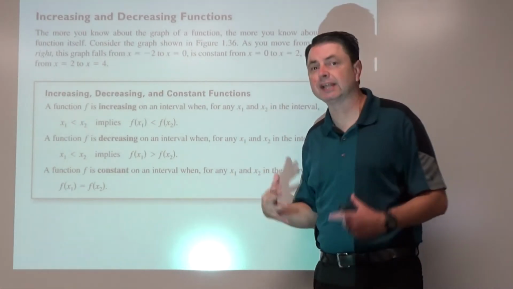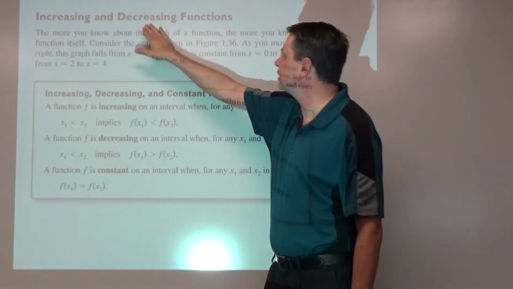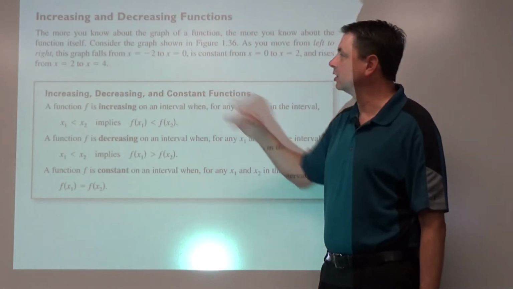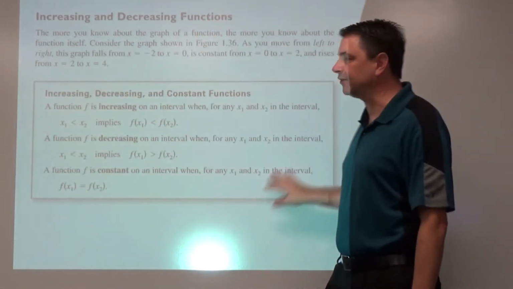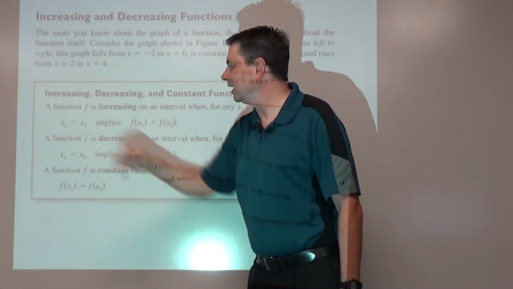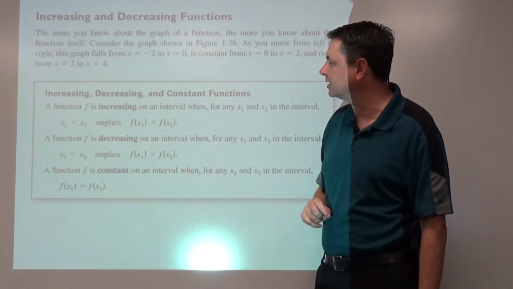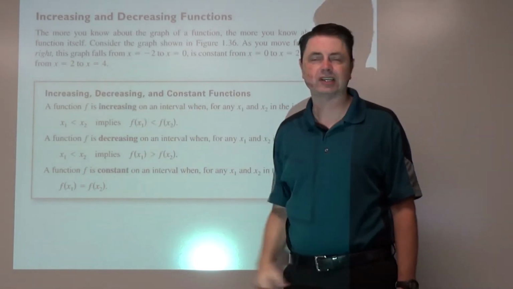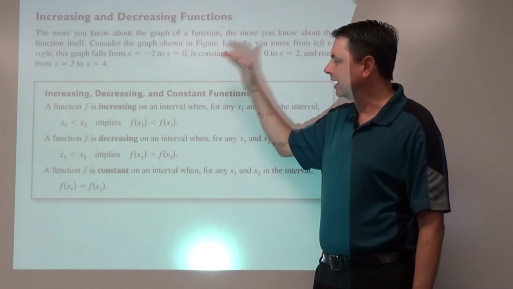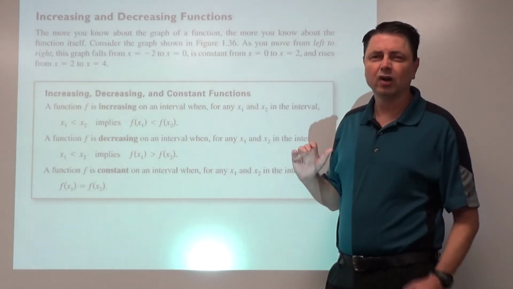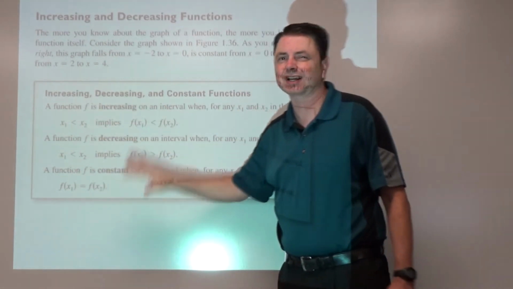Next thing we're going to analyze about the graphs of functions is where the functions are increasing, where they are decreasing, where they might be constant. So here is the definition. When x1 is less than x2, if that implies that f of x1 is less than f of x2, we've got an increasing function. That is a really complicated thing to understand, especially at this time. So we're really not going to use this definition, although it's true.